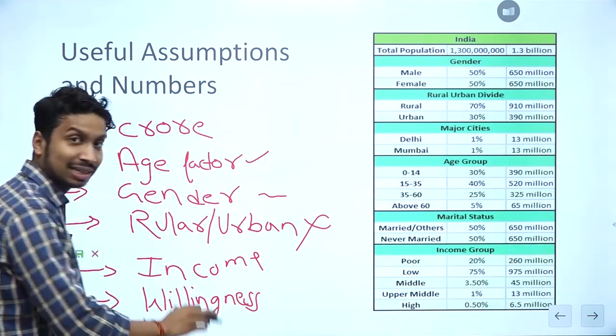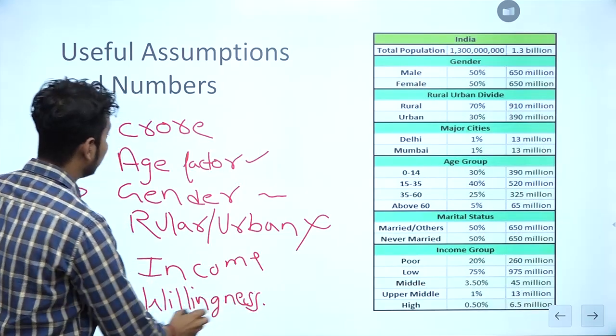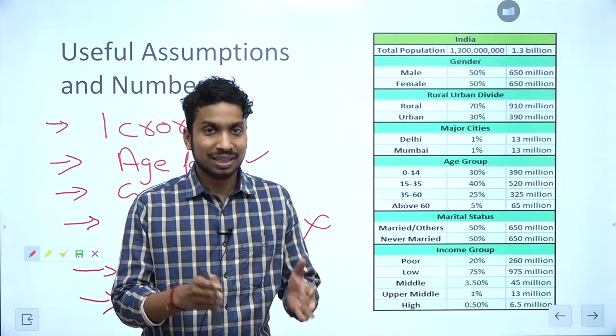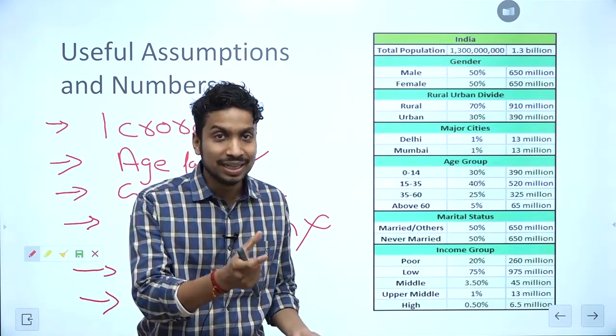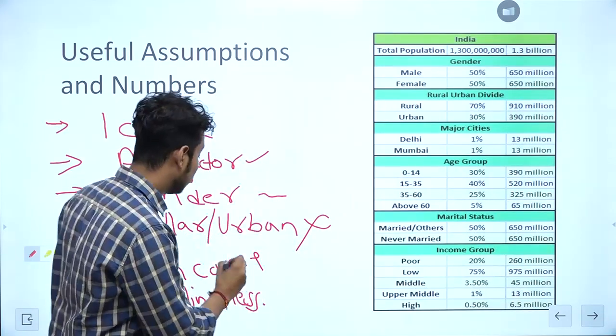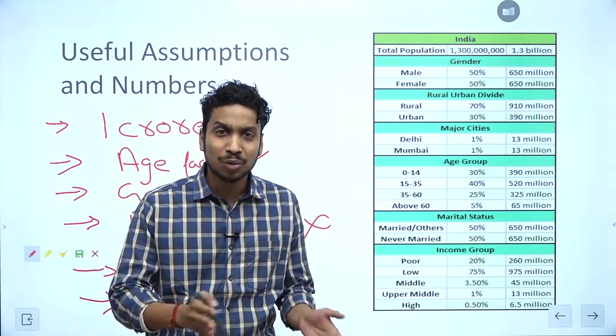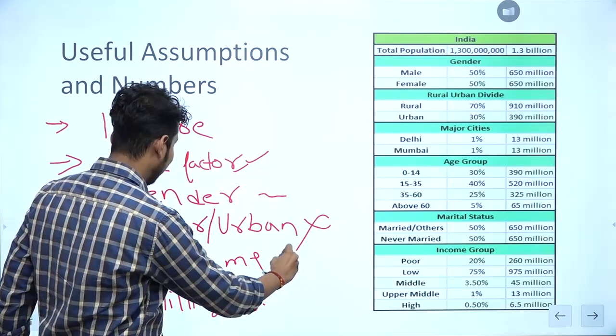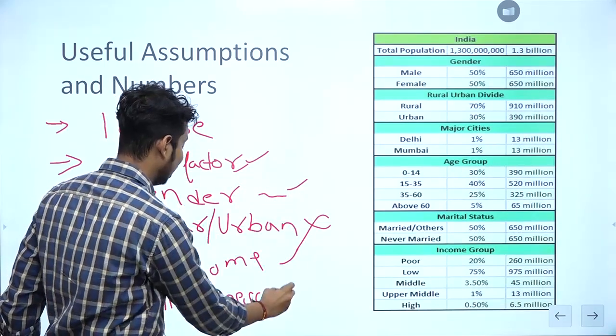Willingness we should consider at the end, and then income, because here we are talking about cigarettes, and in cigarettes there are two to three categories, some BDs and different categories. So income should also play an important role. We can exclude the below poverty line population. So in this way, first we'll go with age, then income, then gender, and then willingness.